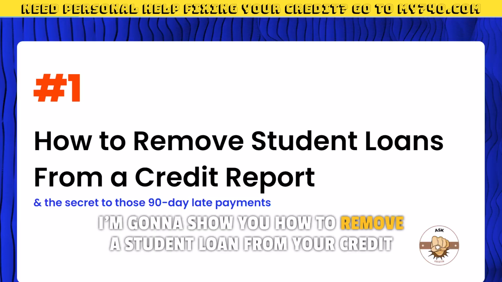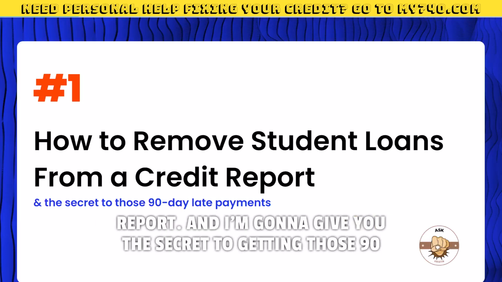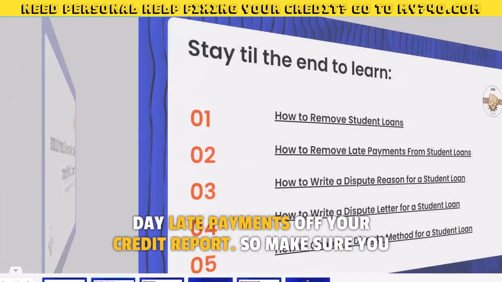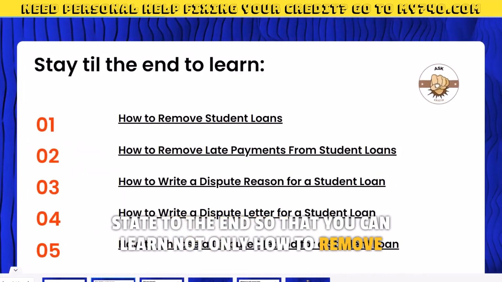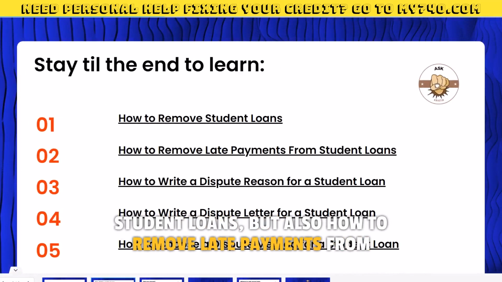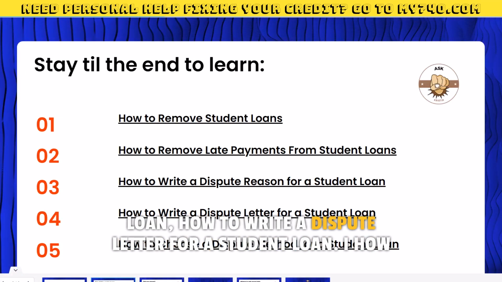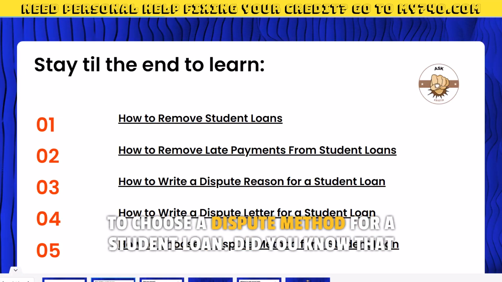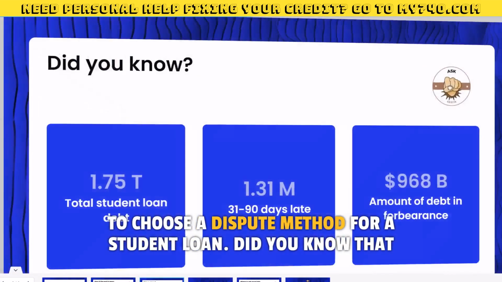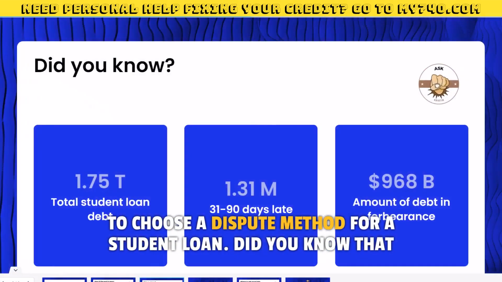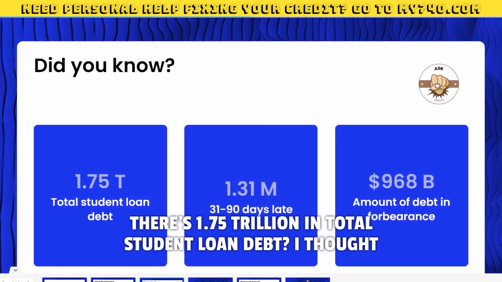I'm going to show you how to remove a student loan from your credit report, and I'm going to give you the secret to getting those 90-day late payments off your credit report. So make sure you stay to the end so that you can learn not only how to remove student loans, but also how to remove late payments from student loans, how to write a dispute reason for a student loan, how to write a dispute letter for a student loan, and how to choose a dispute method for a student loan.